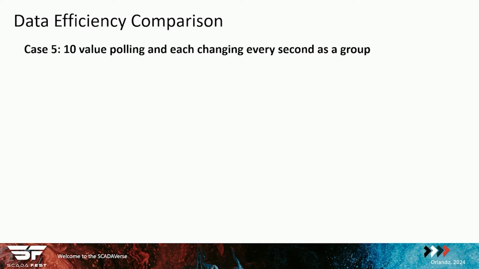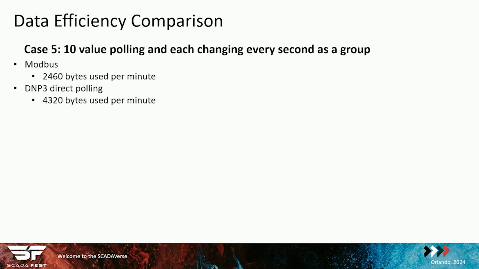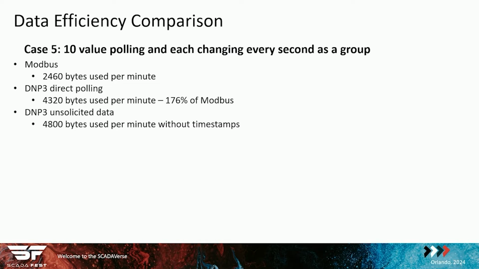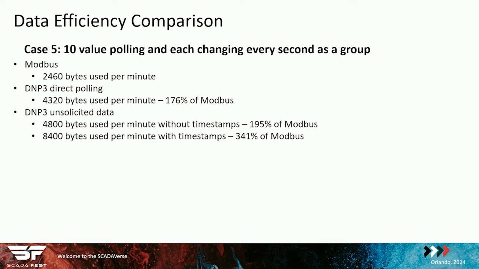So what happens if this block of data is changing every second? How does this math work out for us? Modbus and DNP3 direct are still at the same points. DNP3 unsolicited data without timestamps is now actually worse than DNP3 direct polling, and with timestamps is even worse. So we're getting large chunks of data every second with a bunch of relatively redundant information in it, because it's coming in so fast, with extra overhead. Looking at this, if I have the choice, I'm going to want to use Modbus for this type of data, not DNP3, just from a data efficiency point of view.